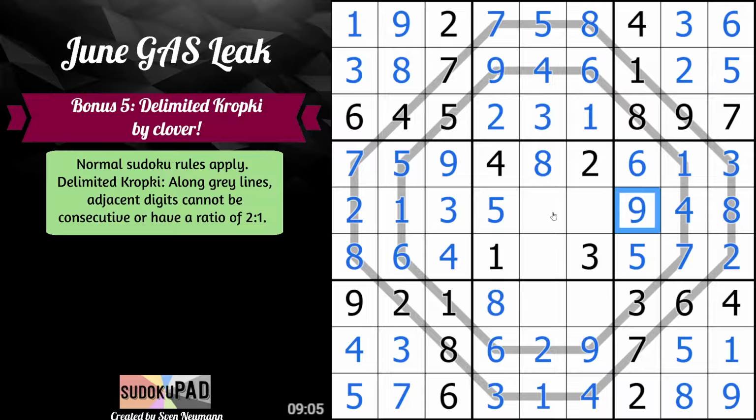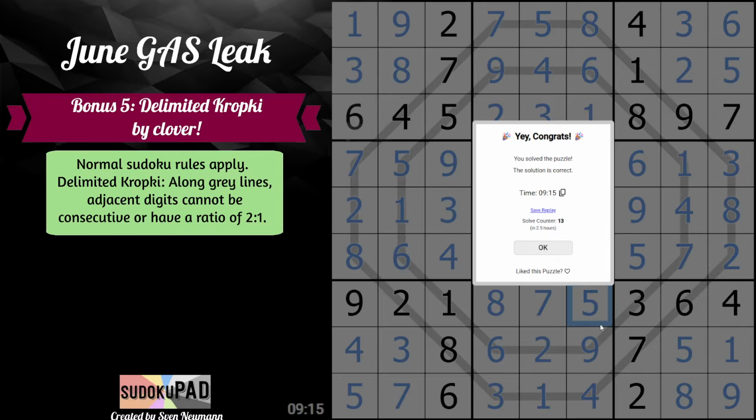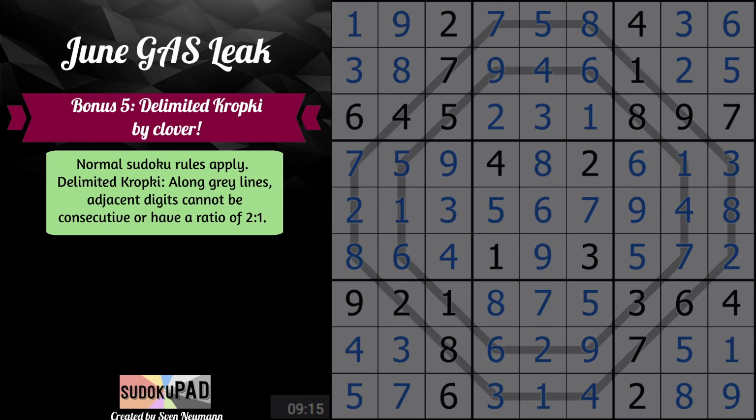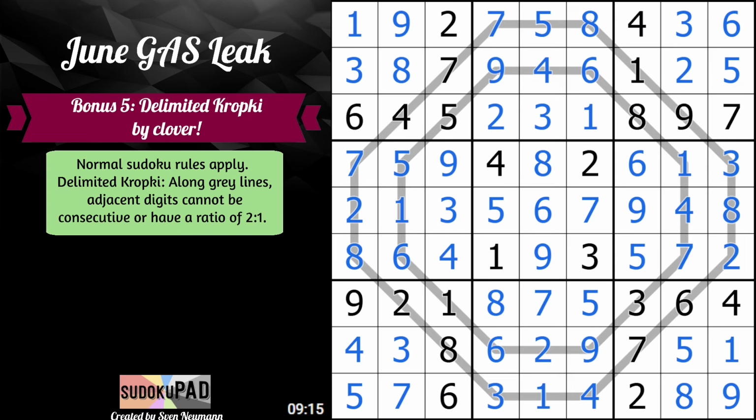I was a little disgusted at myself. I was like, how do I not have a way to resolve it? I do. I do. This is 7. And to finish this off, we have 5, and we are done in 9 minutes and 15 seconds with Delimited Crop Key by Clover. We somehow had a lot of digits at the end, yet weren't able to place anything. Got a pop-up on that one.